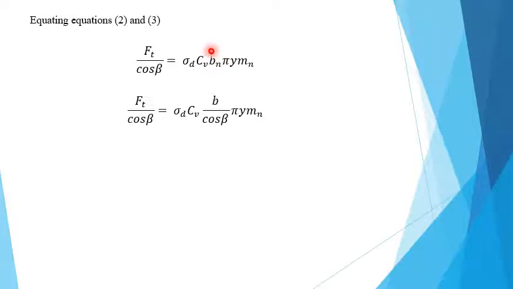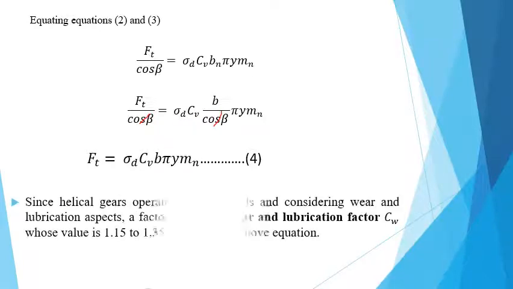So now equating equations 2 and 3, we get Ft by cos beta is equal to sigma d into Cv into Bn into pi y Mn. So here Fn is replaced by Ft by cos beta. Similarly, Bn is now replaced by B by cos beta. So face width in the normal plane is replaced by B divided by cos beta. So here cos beta and cos beta cancel. So what we get is Ft is equal to sigma d into Cv into B into pi y into Mn. Let's take it as equation number 4.